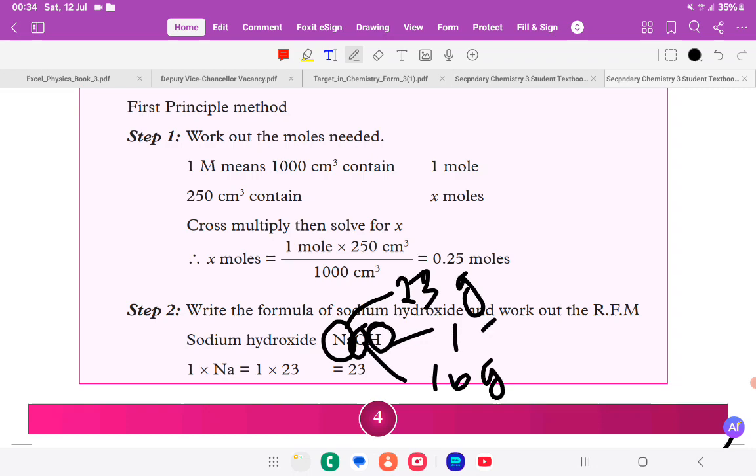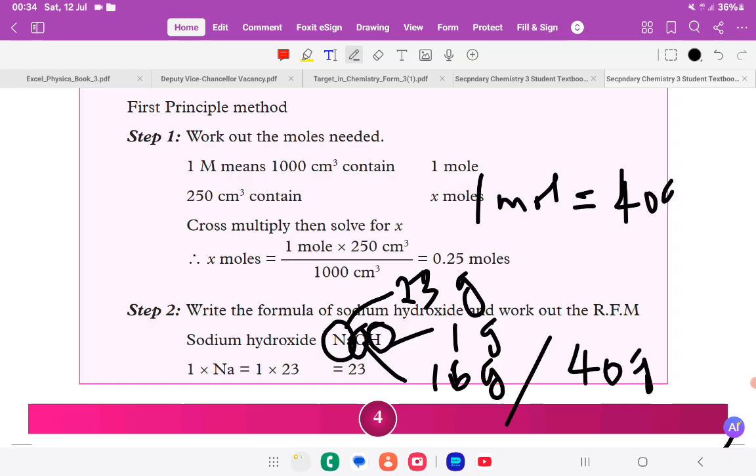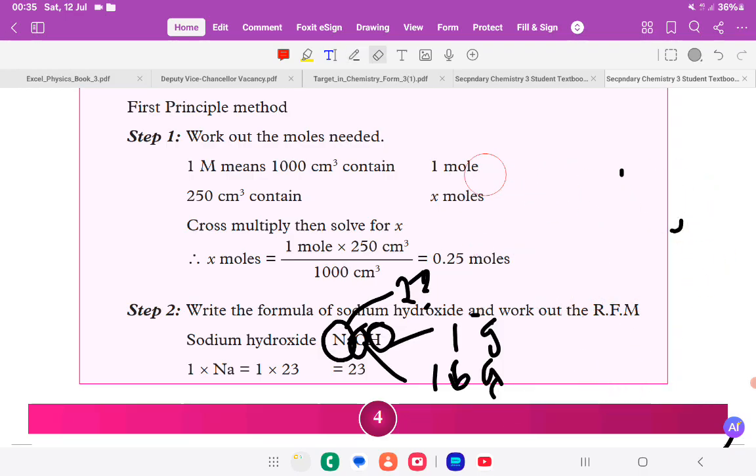Okay, so if you add this up, you should be able to get 40 grams. So that means 1 mole of sodium hydroxide contains 40 grams. So what about 0.25? How many grams is it going to be? That's what we wanted to do by the end of the day.